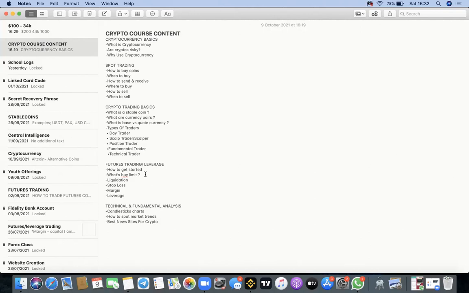Oh, I left buy limit. Yeah, buy limit. So a limit order is a type of order that allows traders to purchase or sell cryptocurrency at a specific price or better. Like in case you want to buy or long BTC, buy limit or sell limit helps you to state the market price that you want to enter the position.